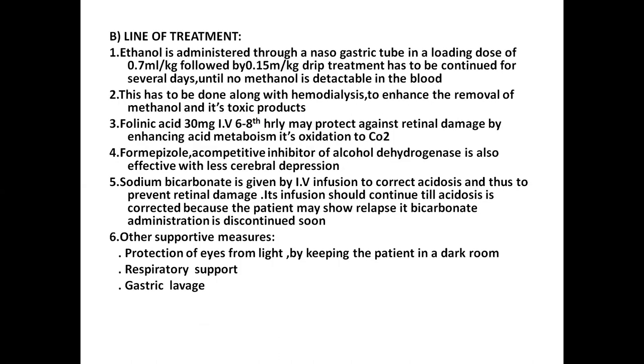Coming to the B question, the answer is the line of treatment. Ethanol is the treatment for methyl alcohol poisoning. Ethanol is administered through a nasogastric tube in a loading dose of 0.7 ml per kg, followed by 0.15 ml per kg drip. Treatment has to be continued for several days until no methanol is detectable in the blood.